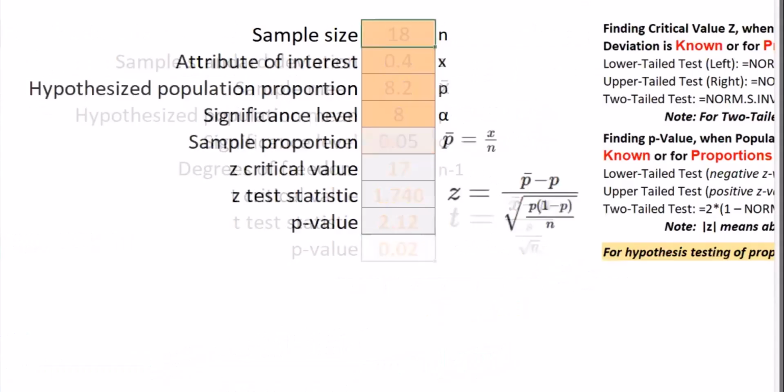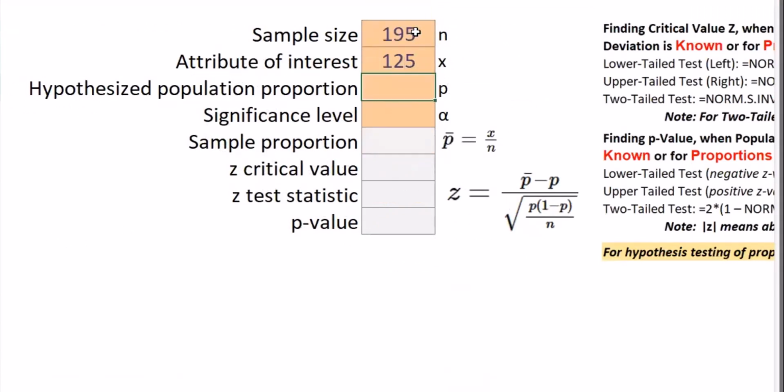So we have a proportion tab. Our sample size was 195. 125 of them supported it. The hypothesized population proportion: it says here that they claim that more than 60% of the residents support the idea. So we're going to plug in 0.6 for the population proportion. Our significance level is 0.10. Let's calculate our sample proportion as X over N.